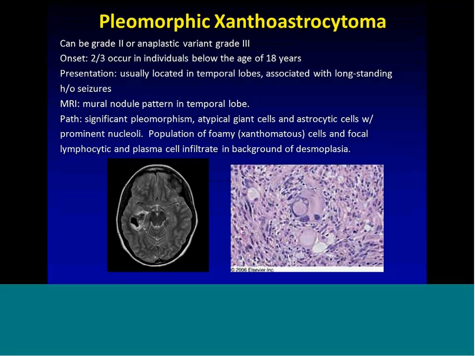Pleomorphic xanthoastrocytoma, this is a much rarer tumor. It occurs usually in the temporal lobe. It has that same kind of mural nodule look, and it can have these foamy, lipidized cells. Okay? Now one thing to remember about this is it can present with seizures.